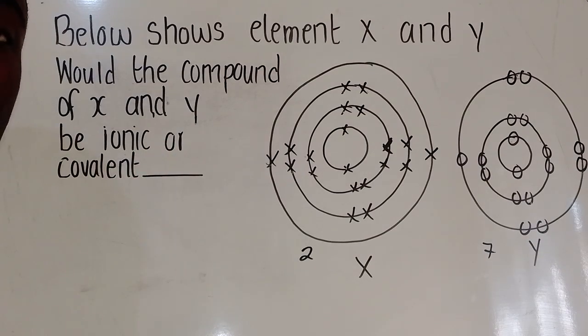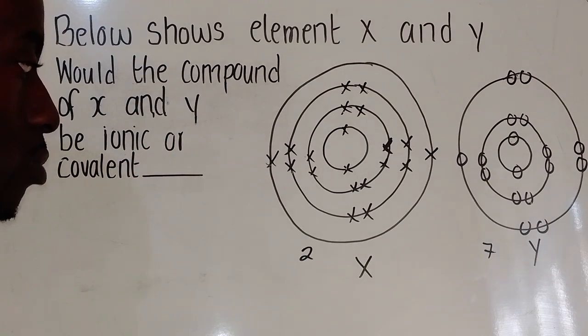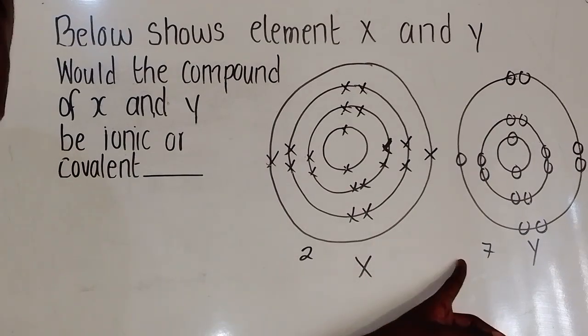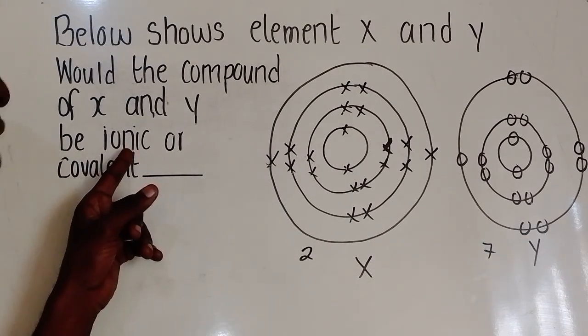Why? Because ionic bonding involves a bond between a metal and a non-metal. So the answer is what? Ionic bonding.